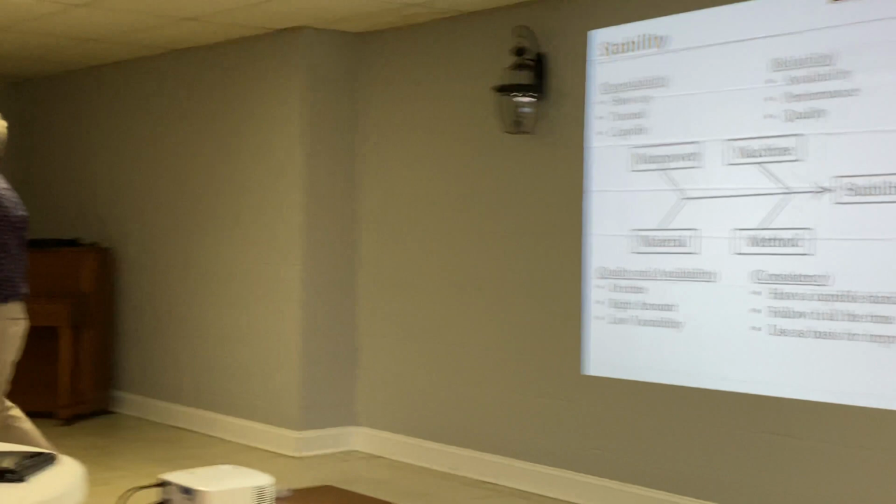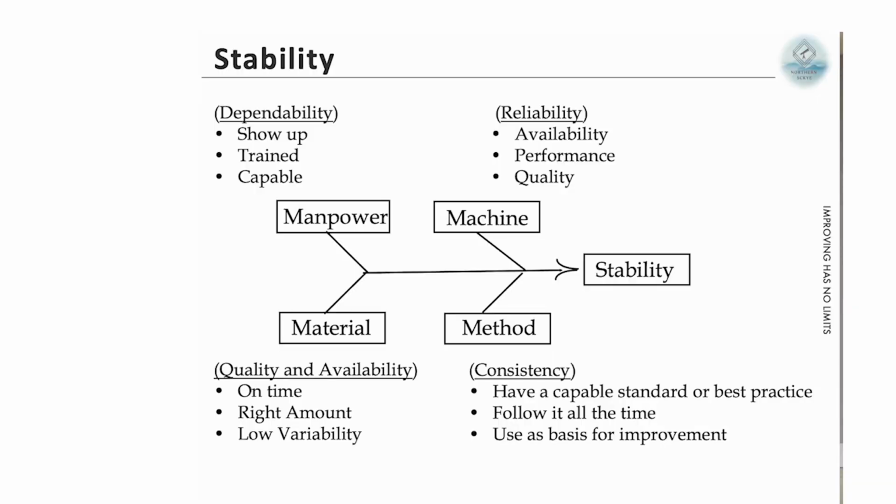So often I see lab equipment where it's like, oh, it's not performing where it should. We're running like 20% slower. Right? Or quality as well. Making sure that equipment delivers a quality readout. Method, that's the consistency we talked about. Having a capable standard or best practice, following it, and as we'll talk about, that standardization leads us to improvement. Okay, and then finally on material, on time, right amount, with low variability, and that's the variance piece.